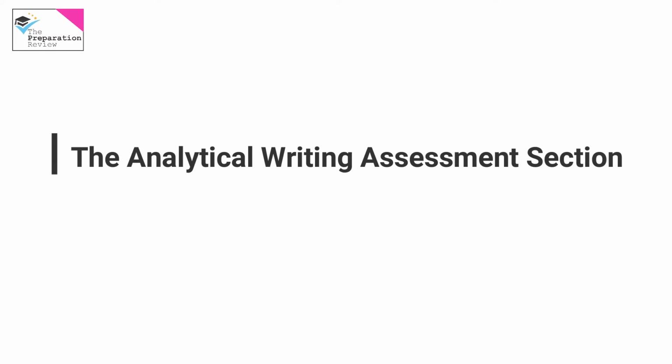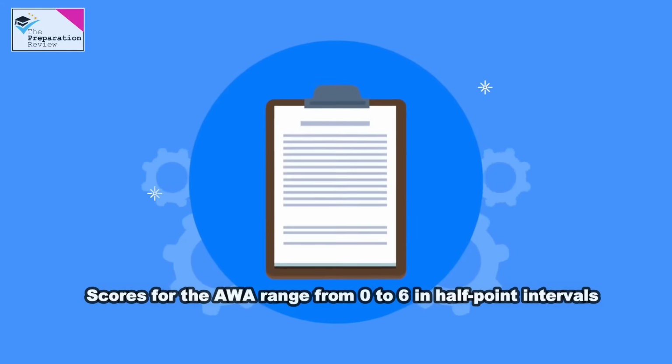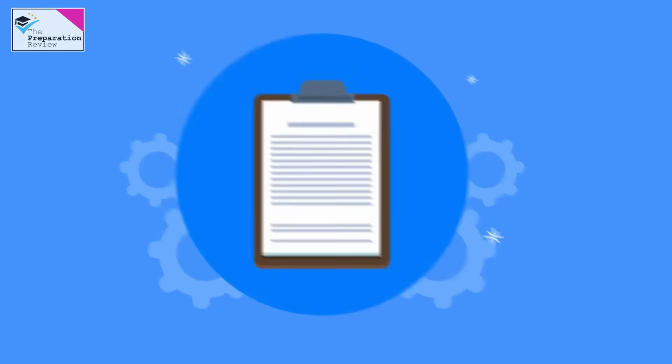The analytical writing assessment section. The Analytical Writing Assessment, AWA, score is based on one analysis of an argument essay. Scores for the AWA range from 0 to 6 in half-point intervals.